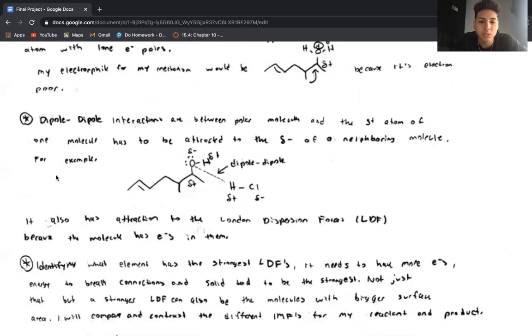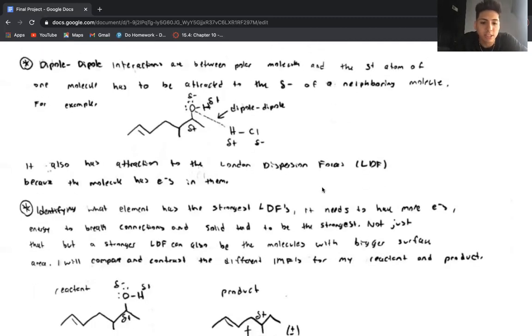Dipole-dipole interactions are between polar molecules, where the δ+ atom of one molecule is attracted to the δ- of a neighboring molecule. For example, this oxygen is a δ- neighboring a hydrogen on the chlorine. Since this hydrogen is δ+ and this oxygen is δ- and they connect to each other with an arrow, this becomes a dipole-dipole.